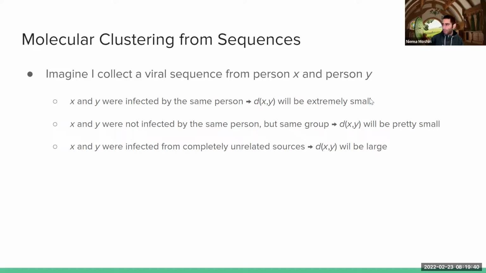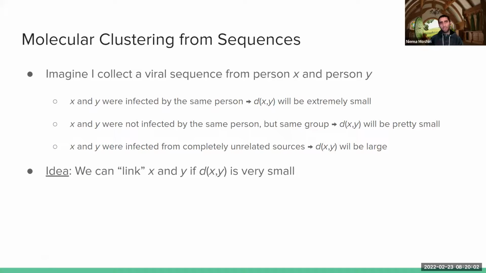Okay, so the key takeaway is, the closer two individuals are with respect to transmissions, the smaller the pairwise distance between their viral sequences will be because there's been less time for mutations to accumulate. So this hopefully motivates a fairly intuitive approach for molecular clustering.